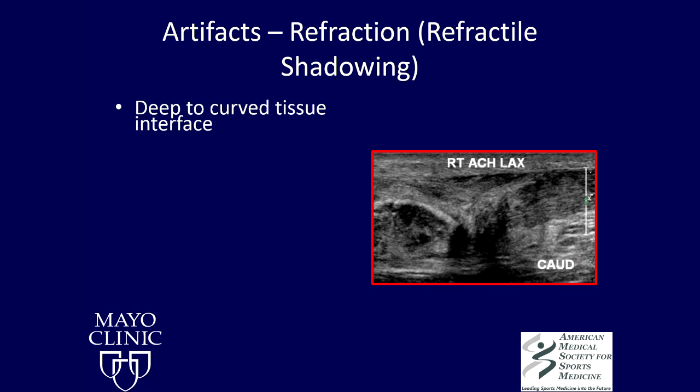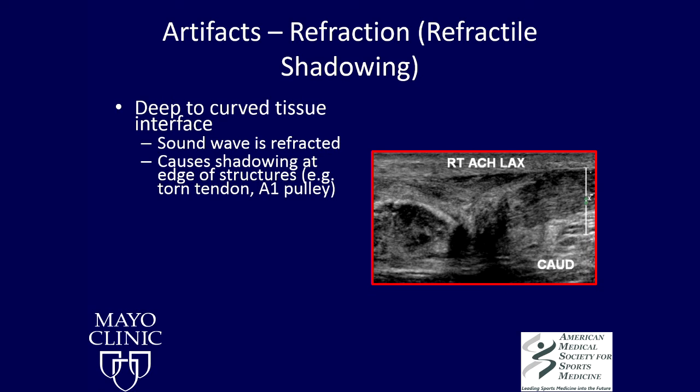Refraction artifact is going to be around curved surfaces, and so essentially remember when I was talking about the angle of incidence, if your angle of incidence is not at a right angle and it's at an edge, then some of the sound wave that transmits through is going to be refracted. And the refraction is going to cause a posterior acoustic shadow. So here is a disrupted Achilles tendon, the more distal and the more proximal aspects, and you can see a refraction artifact at the end of those tendons. It can obstruct the views deep to the structure, but it can also help you find the end of the structure, so it can be helpful.